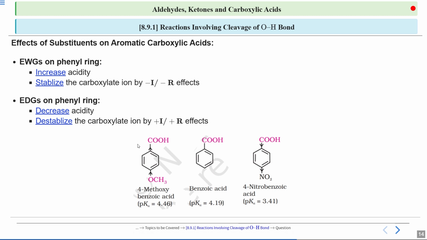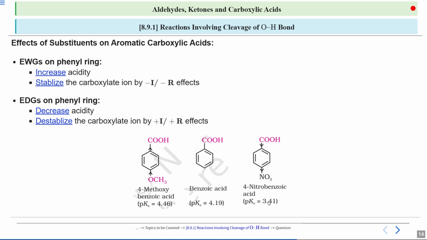If you look at this particular figure, you will see 4-methoxybenzoic acid, that is 1, 2, 3, 4. On the fourth carbon, a methoxy group is attached. This is a simple benzoic acid and this is 4-nitrobenzoic acid. And look at the pKa value. The pKa value of this is 4.46, this is 4.19 and this is 3.41.